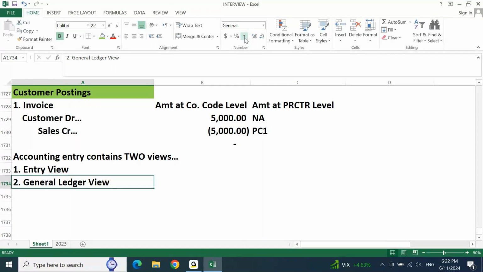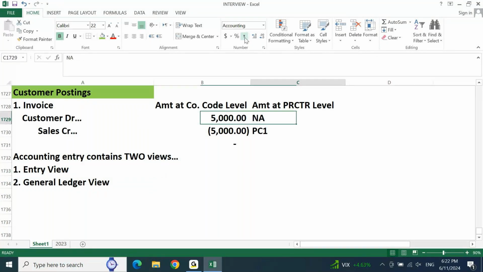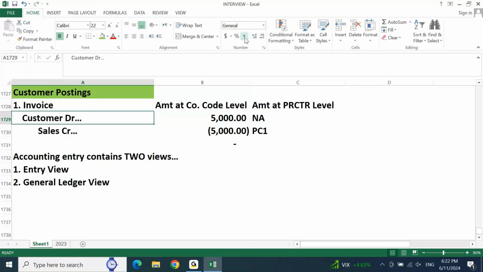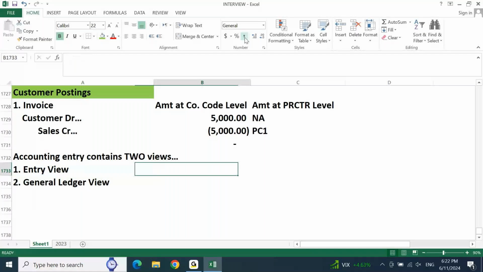The system is going to derive the account assignment based on the document splitting functionality. For the customer line item, for the vendor line item, the system is going to use the document splitting functionality to detect the profit center. Now here, when you're talking about entry view, whatever entry you're writing at the time of posting, you are giving customer account debit, sales account credit. This is your entry view. So here I can simply put customer debit and then sales credit. This becomes my entry view.